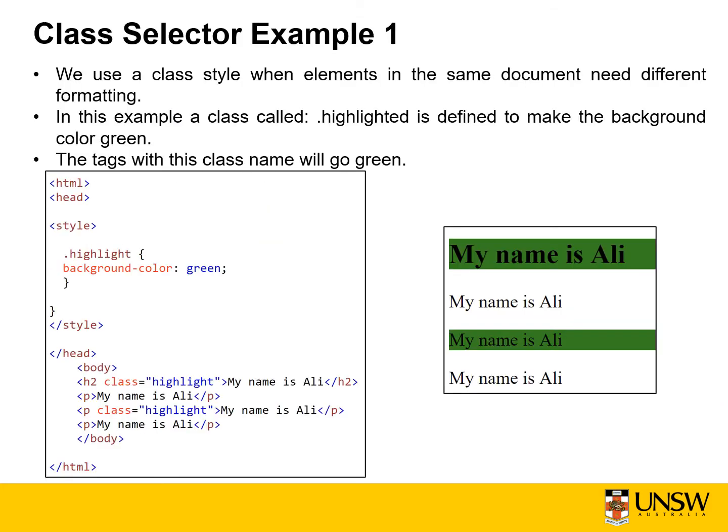As you know, class selectors apply the style on the tags with a specific class attribute. In this example, a general class called highlighted is defined to change the background color of all the tags with this class name to green.